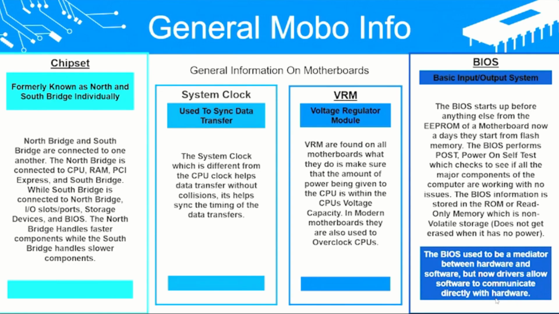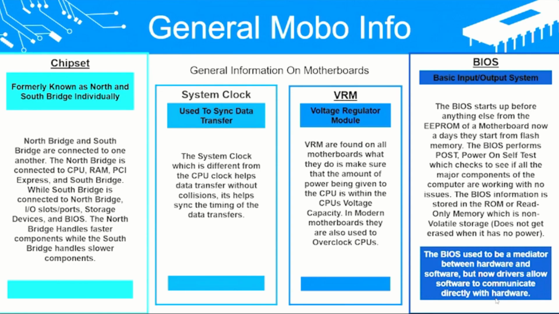Next, the system clock. So the system clock is used to sync data transfer. The system clock, which is different from the CPU clock, helps data transfer without collisions. It helps sync the timing of the data transfers. So what I mean by that is that the system clock helps make sure of the timing of when one piece of data is going to another, so that 2 pieces of data are not going in opposite directions on the same path, resulting in them colliding with one another.